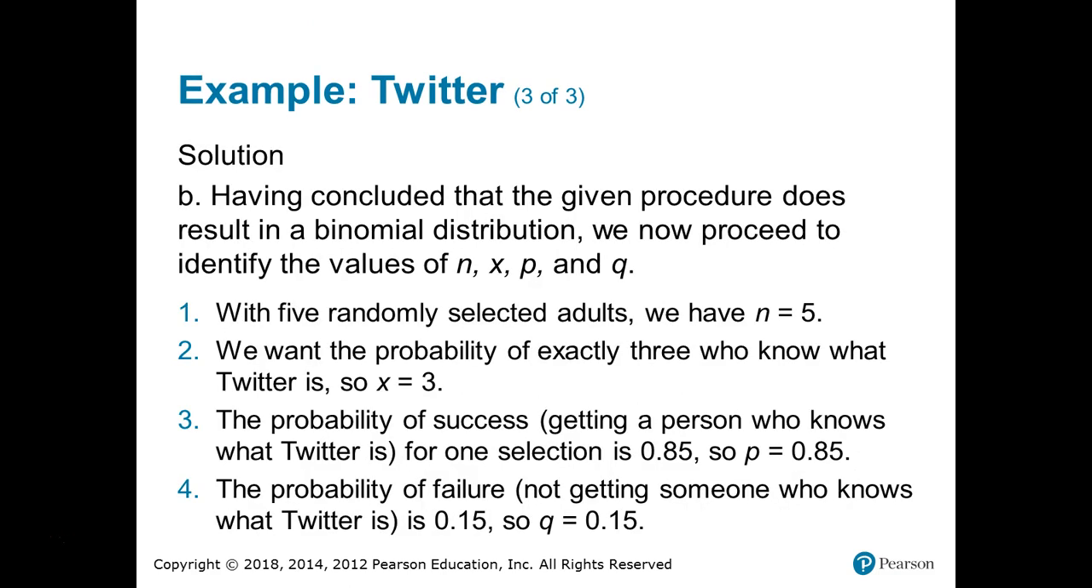So now we can say what x, n, p, and q are. n equals 5, since we're doing 5 trials. We want to know exactly the probability of getting 3 adults, so x is equal to 3. That's the number of successes in n trials. The probability of success is a person knows what Twitter is, so p equals 0.85. And the probability of failure, which is someone not knowing Twitter, is going to be 1 minus 0.85, or 0.15.